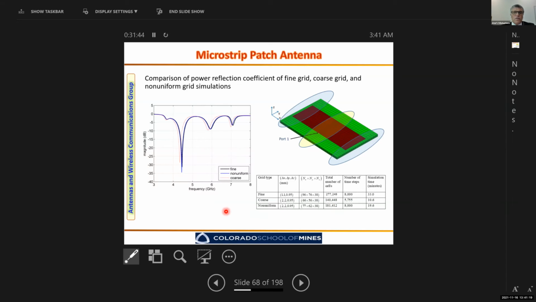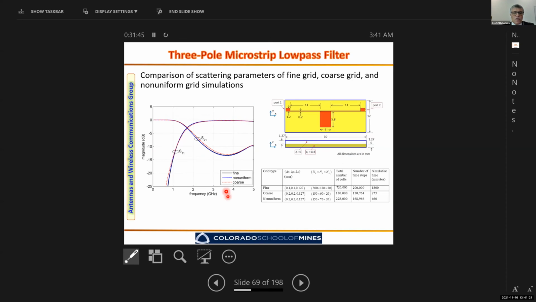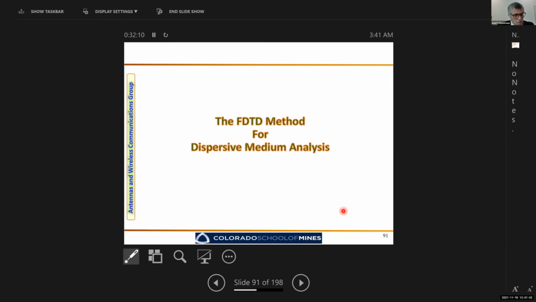Here is another example for a filter problem. Again, very good comparison between the result from the non-uniform and the fine mesh, and the saving in time in minutes. You can see here 1800, and this is 460, almost 3 times saving in time, and also saving in memory is about 3 times. Okay, so in addition to this, we can look at some configurations in which the material itself is not going to have constant parameters as a function of frequency.